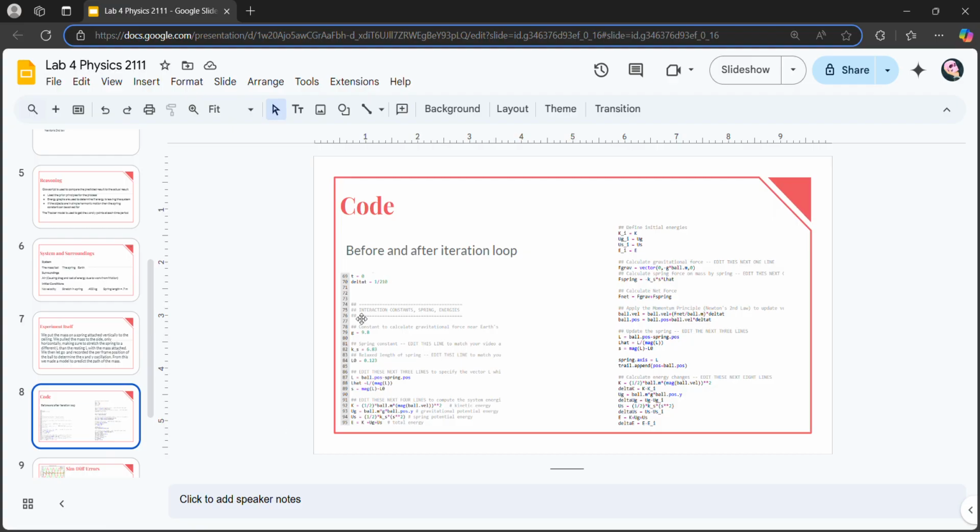This is the section before the iteration loop. This is the section after the iteration loop. You can see we needed to know the spring constant and then the resting length. We also had to use gravity, and then we found our L, L hat, and our S from this. You can see that we just plugged in our values for kinetic energy. This is the potential energy due to gravity, the potential energy due to the spring, and this is the total energy, which is just adding up all of these.